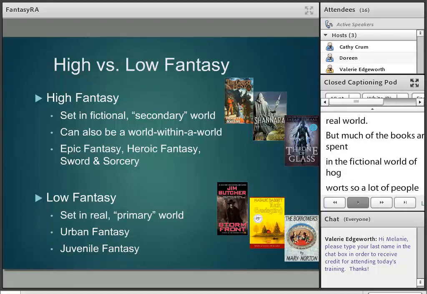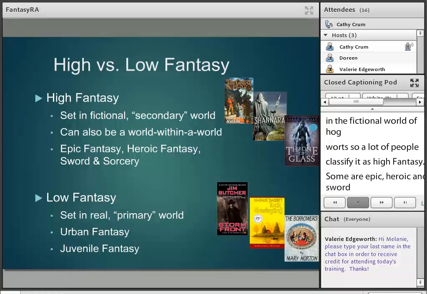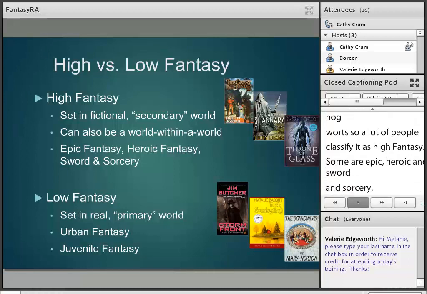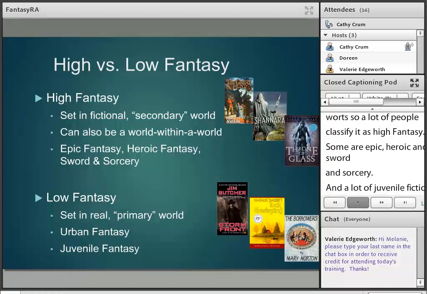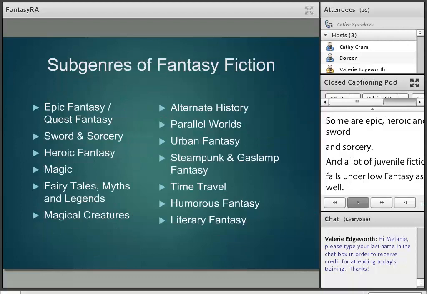Subgenres that typically fall under high fantasy are epic fantasy, heroic fantasy, and sword and sorcery. Urban fantasy is the most common subgenre that falls under low fantasy. However, a lot of juvenile fiction falls under low fantasy as well. Novels such as Tuck Everlasting and The Borrowers are examples of this, as the stories take place in the real or rational world with fantastical elements involved.